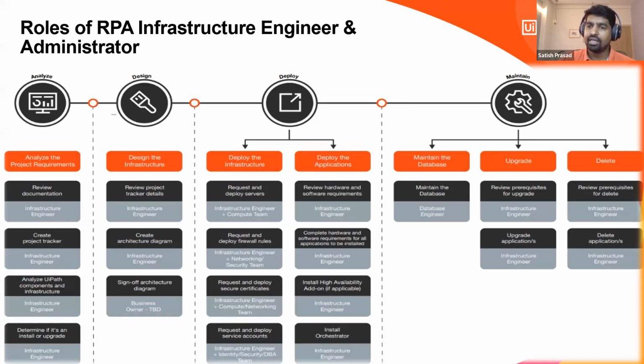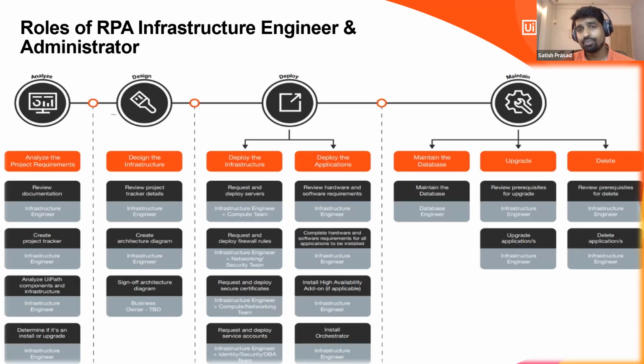Basically, if you look at the different verticals shown on this page, you will see that during the different phases, RPA support or the RPA infrastructure engineer or administrator is responsible for a lot of activities. During the analysis phase, the RPA infrastructure engineer is responsible for understanding the requirements of the project. What kind of server do we need to have? If we are upgrading from one UiPath Orchestrator to the next, what all things do we need to take care of? All those things will be handled while analyzing the project requirements.